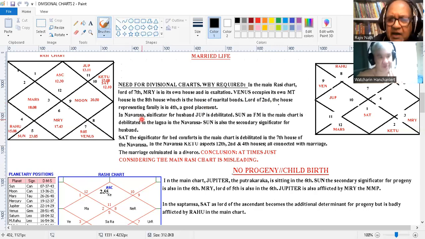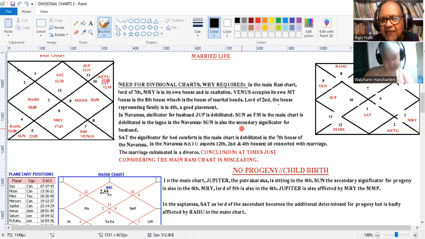In the Navamsa D9, the significator for husband, Jupiter, is debilitated. Sun, a functional malefic planet in the main chart, is debilitated in the Lagna in the Navamsa. Sun is also secondary significator for husband in every female chart. Jupiter is the primary significator for husband, and Sun is supposed to be the secondary significator for husband.